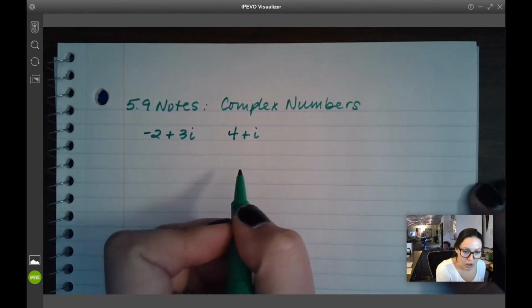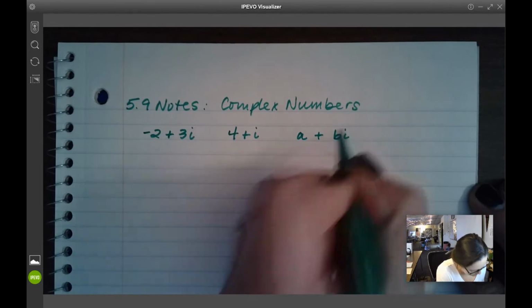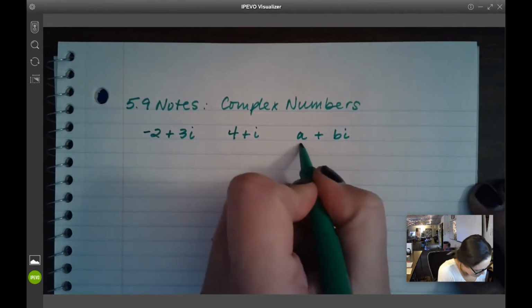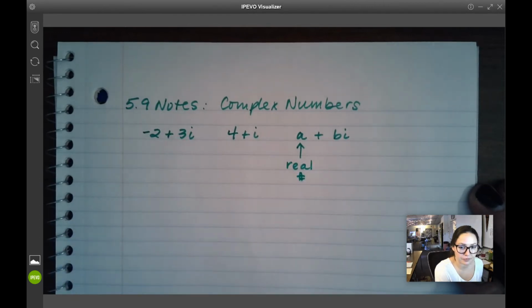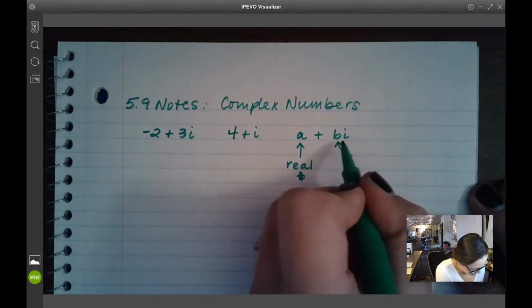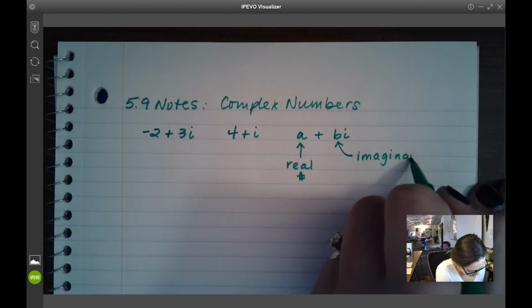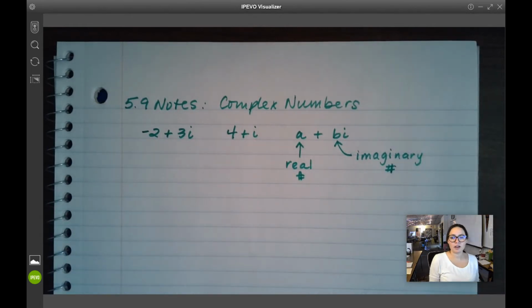And in general, all complex numbers look like this: a plus bi, where a is a real number and bi is the imaginary number. And we are going to talk about how to add, subtract, multiply, and divide these complex numbers.